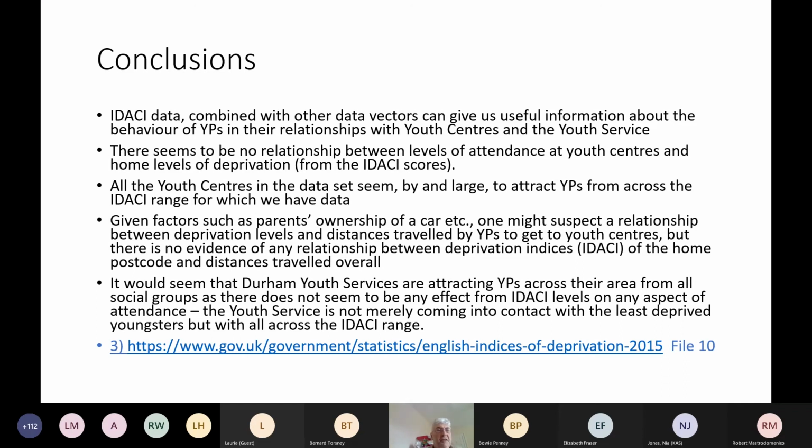So to conclude this, the Idarki data combined with other data vectors can give us useful information about the behaviour of young persons in their relationship with youth centres and the youth service. There seems to be no relationship between levels of attendance at youth centres and home levels of deprivation. All the youth centres in the data set seem by and large to attract young people from across the Idarki range, and there's no evidence of any relationship between deprivation indices of the home postcode and distances travelled or number or frequency of travel. And it would seem Durham Youth Services are attracting young people across their area from all social groups. Doesn't seem to be any effect from Idarki levels.